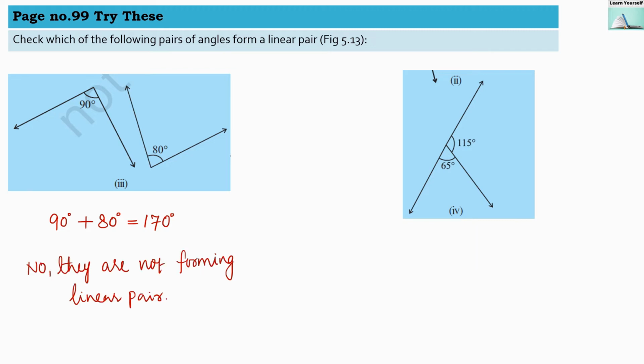Fourth example, as you can see from the figure itself that they are forming a straight line together. So let us check measure wise. So first angle is 115 degree plus we are adding 65 degree. So together they are going to give us 180 degree. So yes, they are forming linear pair.